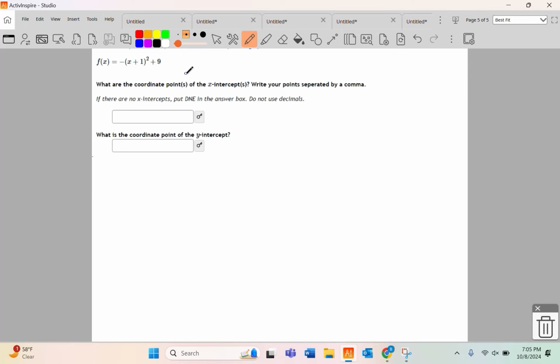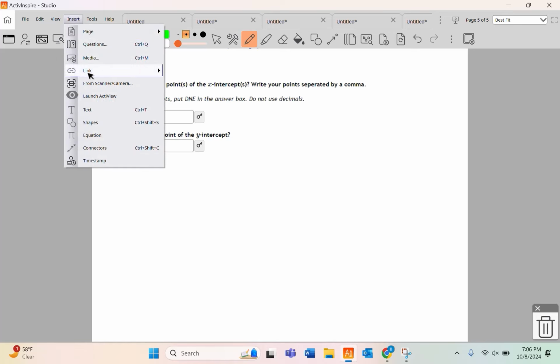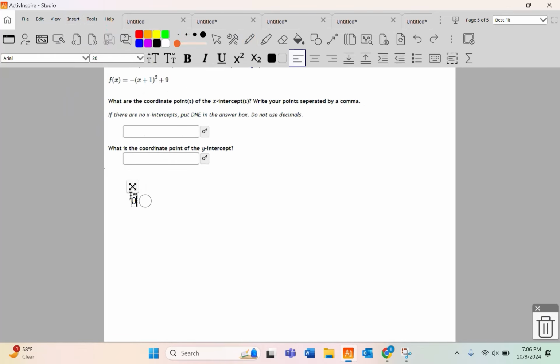Now, your x-intercepts happen when y is set equal to 0. So 0 equals negative x plus 1 quantity squared plus 9. We're going to shift that 9 to the left. We're going to divide out the negativity.